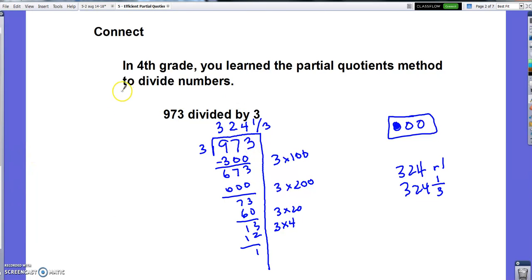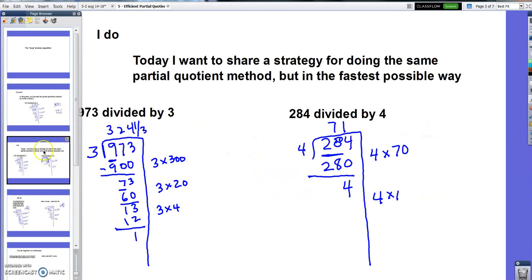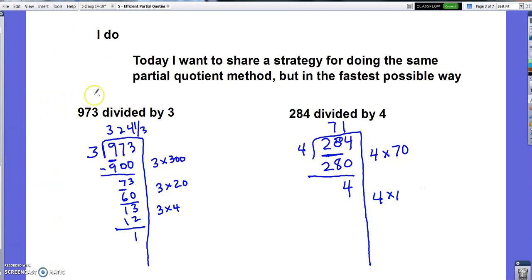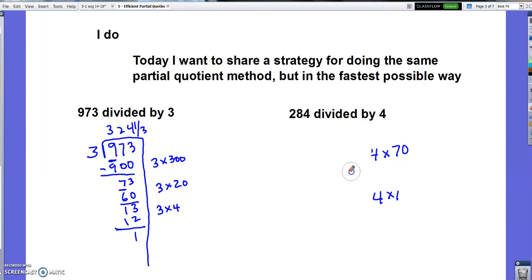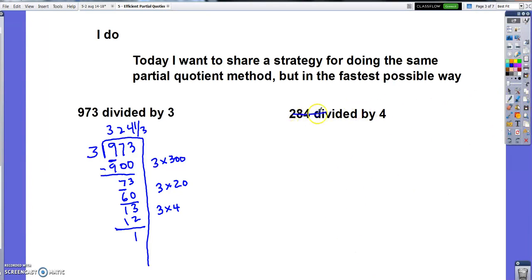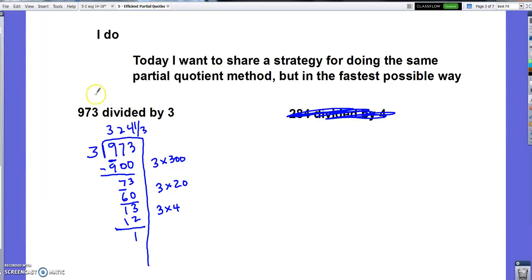So I'm going to go to our first example. And here's how I worked it out last time. We're just going to do the ones on this side today. So I'm going to erase this. We'll come back to these another day. I just want to think through this example, 973 divided by 3.